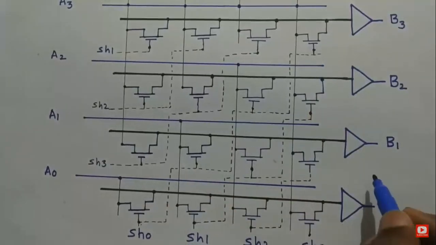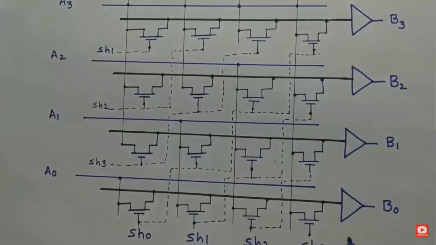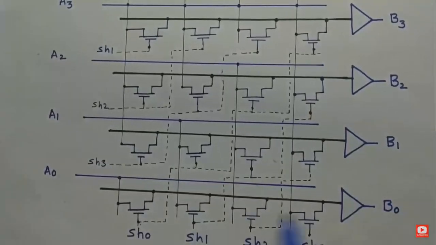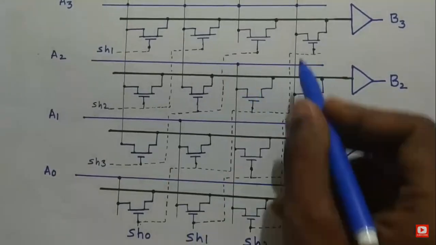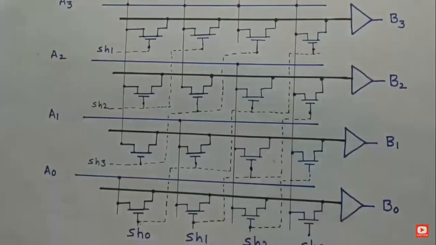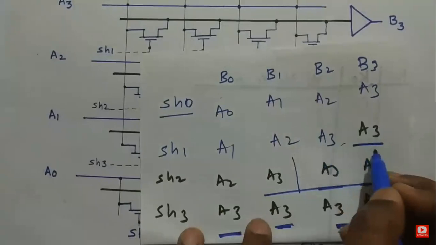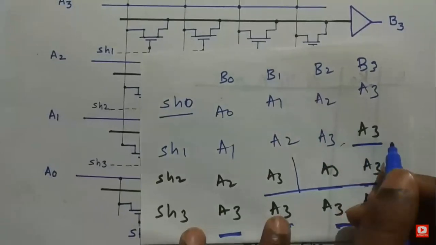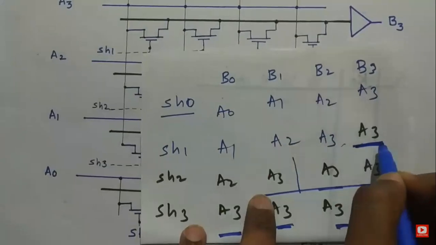Now let us go with SH1. When SH1 is selected, the important thing is that we are sending B0 as A1, B1 as A2, B2 as A3, and B3 as A3. Here, as you can see, it should be A0 if it would rotate, but it is not rotating, it is shifting right arithmetically. So we need to extend the sign. So the sign is extended over here, A3.